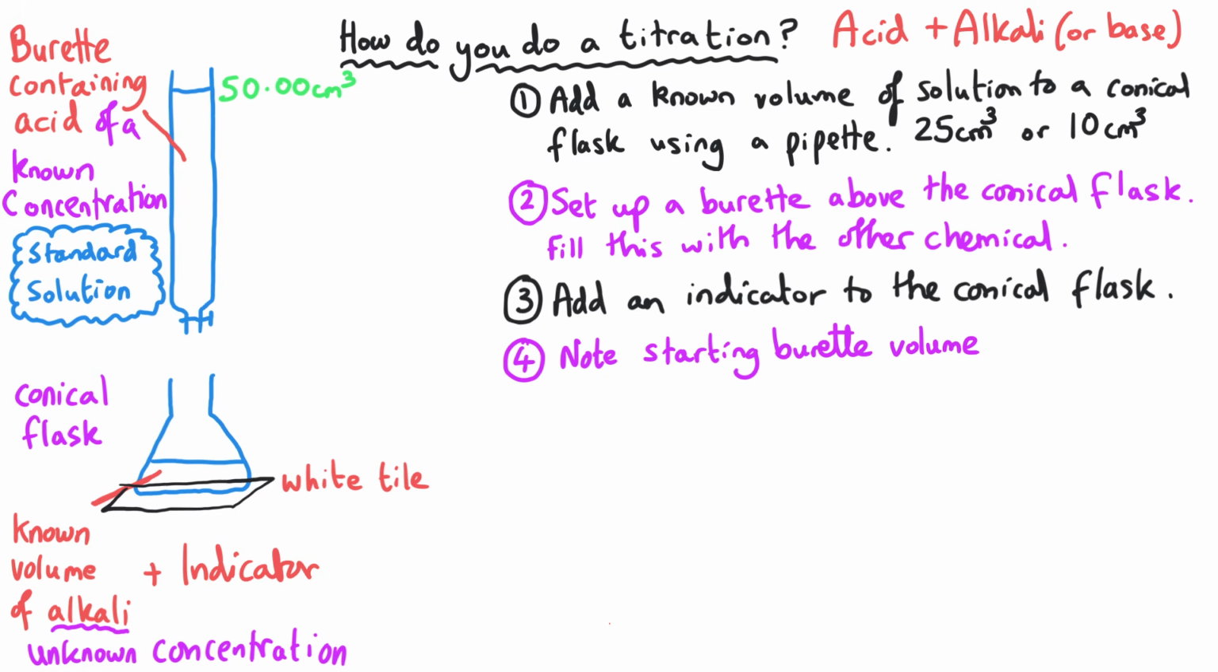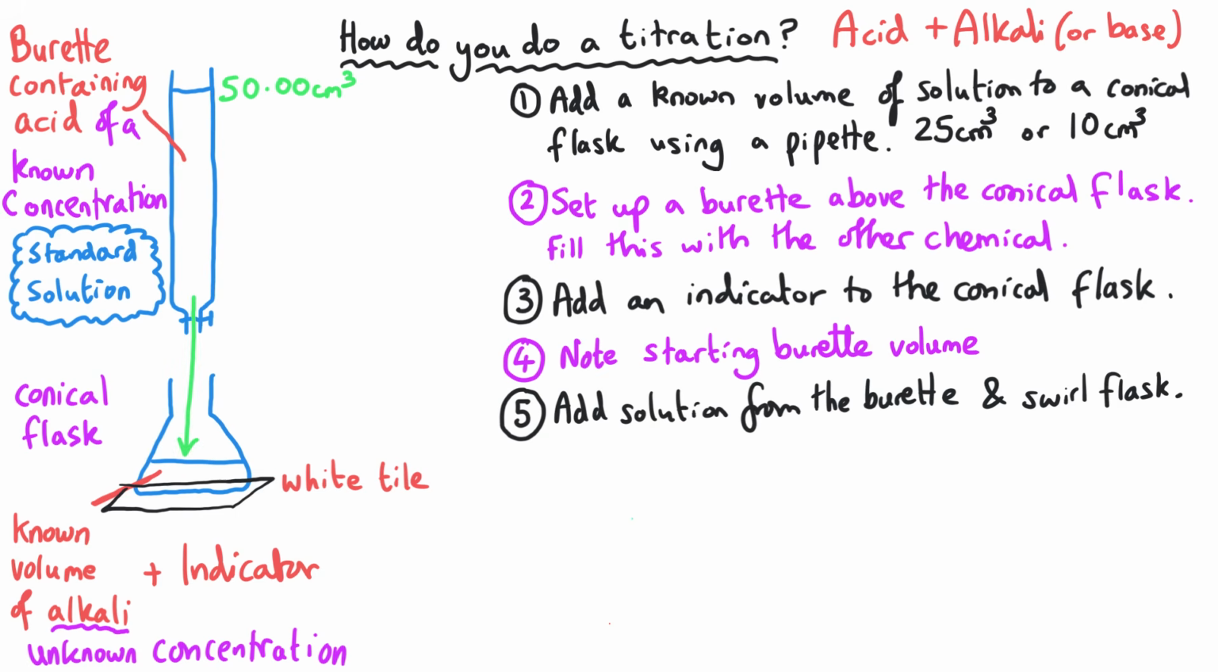Then what you do is you add alkali from the burette by opening the tap. You swirl the conical flask whilst you do this. This ensures a thorough reaction. And this is why we choose a conical flask for the reaction itself. Its shape means that you can really swirl that reaction mixture from side to side without spilling any of it.